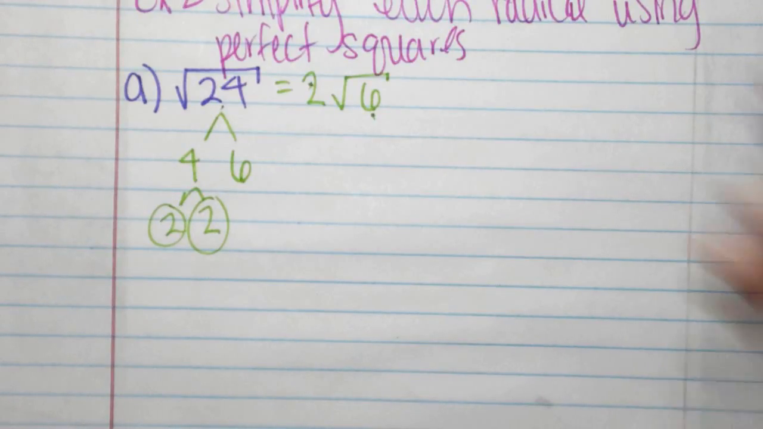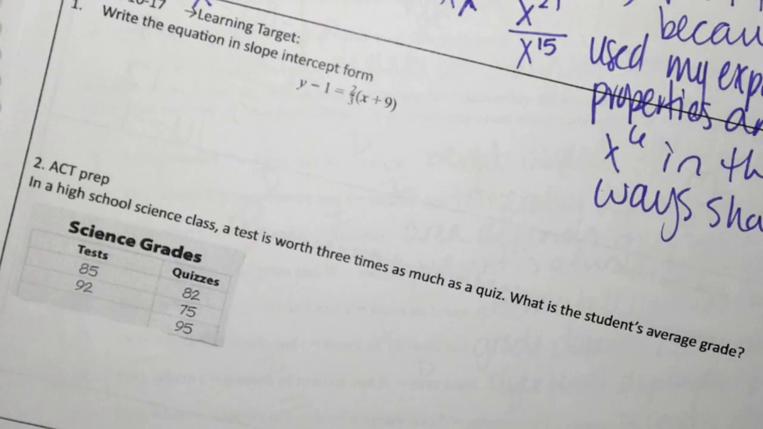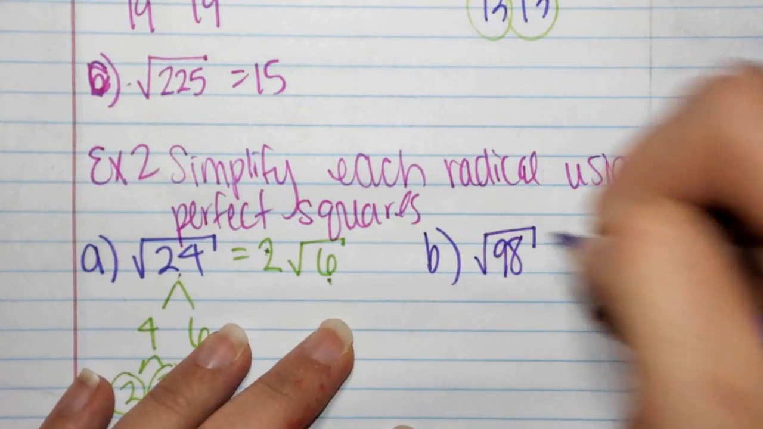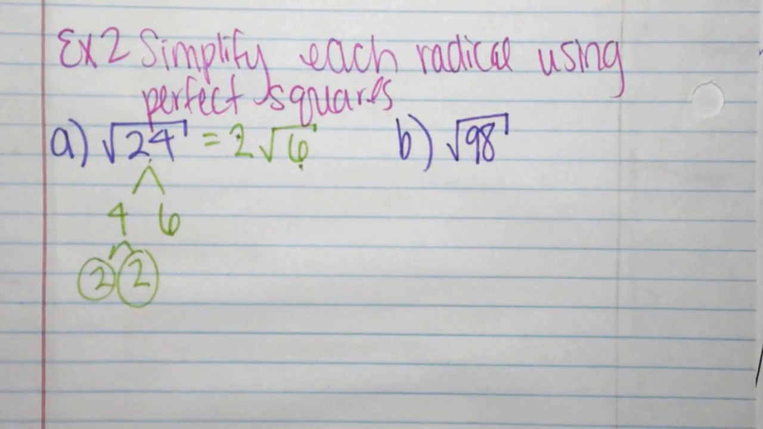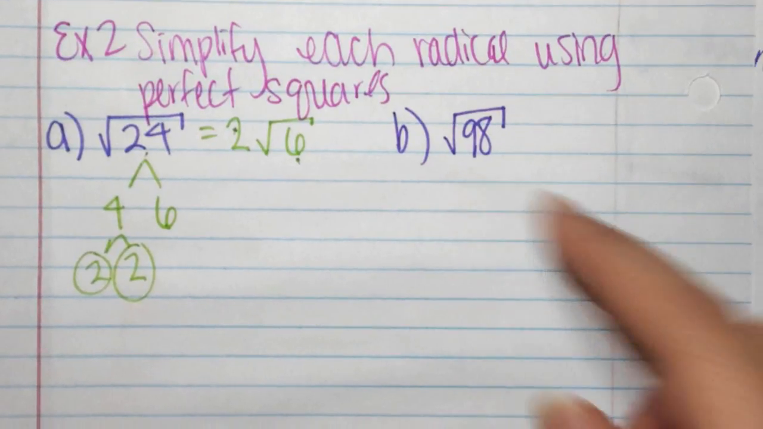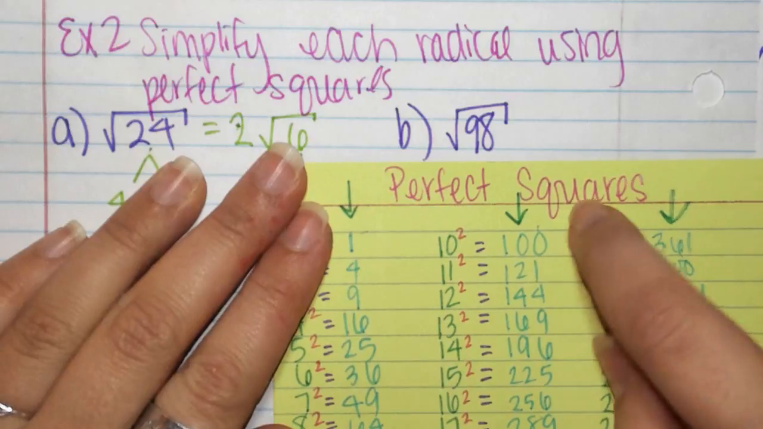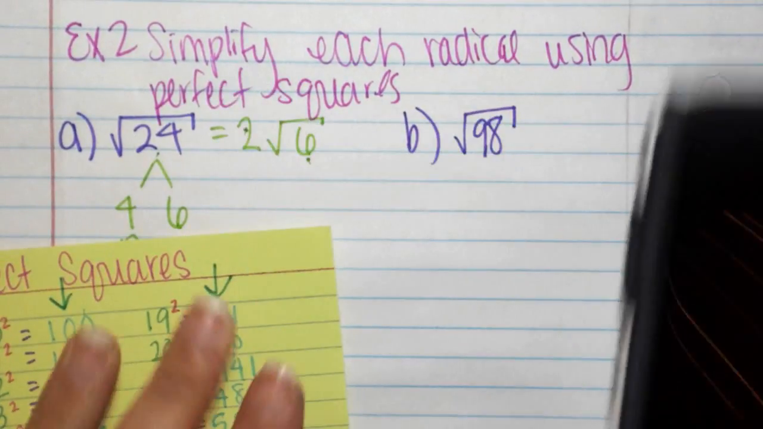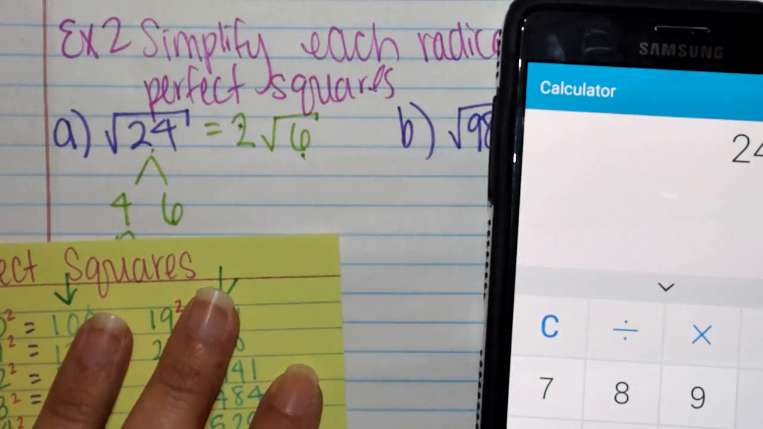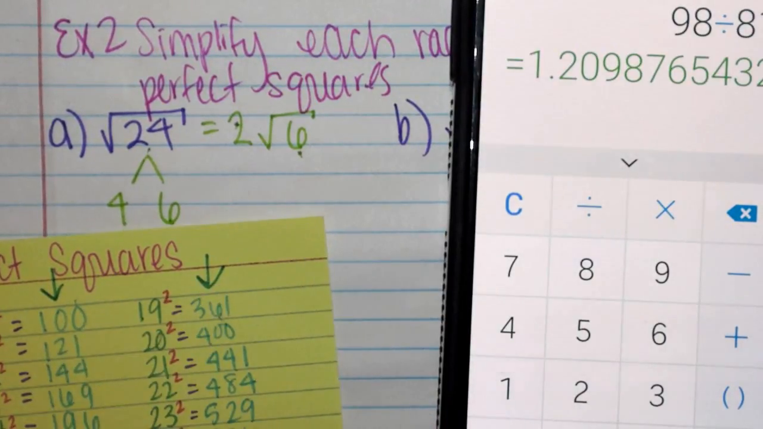All right. B. Are you guys ready? All right. 98. What do you think is the biggest perfect square on our list that goes into 98? 81. Okay, we're trying 81. Everybody do 98 divided by 81. Tell me what you get. So that doesn't work.